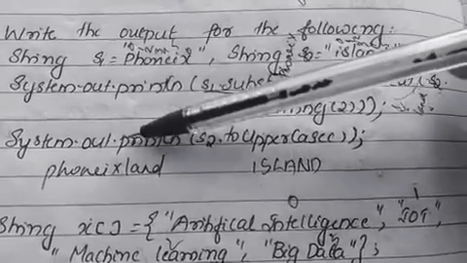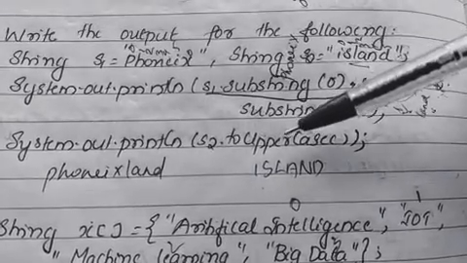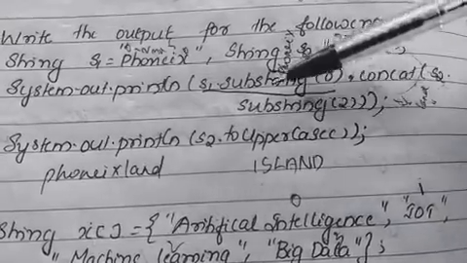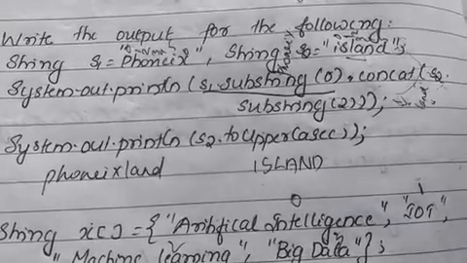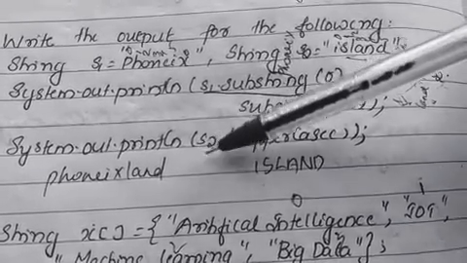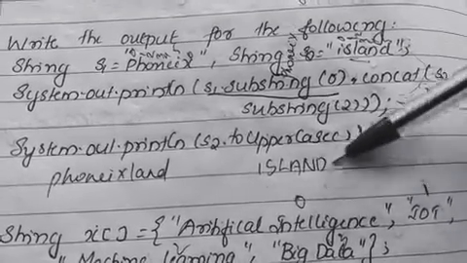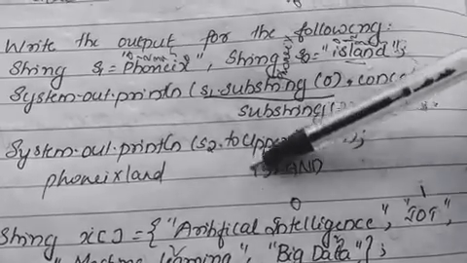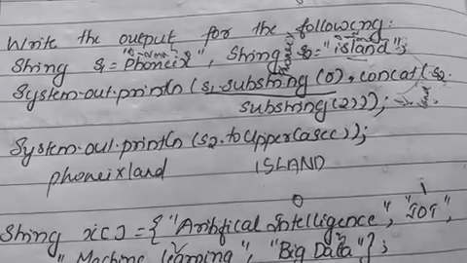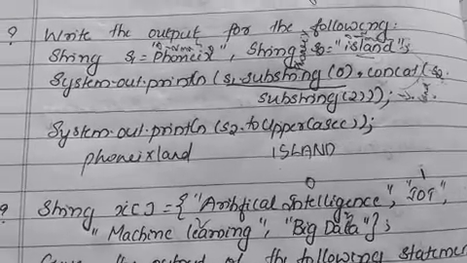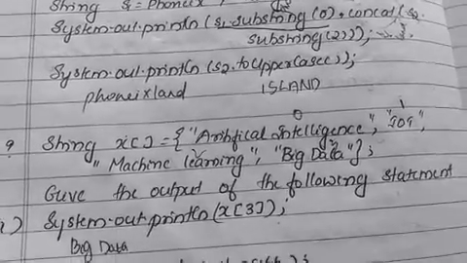Next one, system.out.println S2 dot toUpperCase of. toUpperCase is a function. We have already studied that, to convert the letters to capital letters. So what is the value in S2? It's island. So it is converted to uppercase, capital letters. So the result is this. The entire letters will be converted to capital letters. So I hope it's clear for you. This type of question will be asked for your board exam.